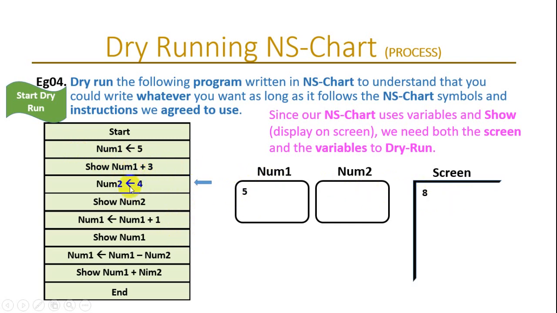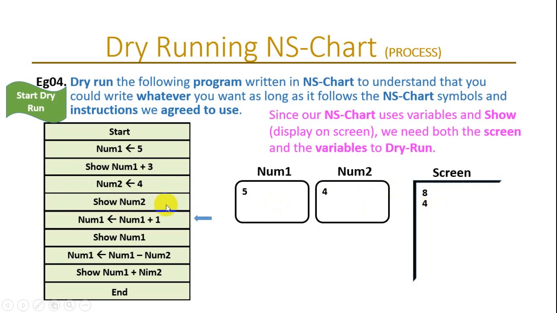Right, then we go to the next one, and here number 4 we are going to assign to the num2 variable. This is one. So it will again come into the main memory here. Nothing comes onto the screen. Then we go to the next line, which says show num2. Now in the first case we put num1 plus 3. That's why 5 plus 3, 8 came. But in this case we are just displaying num2 itself directly. So 4 will appear. Okay, right.